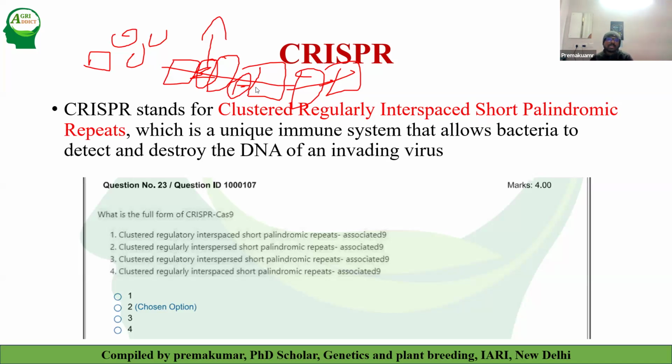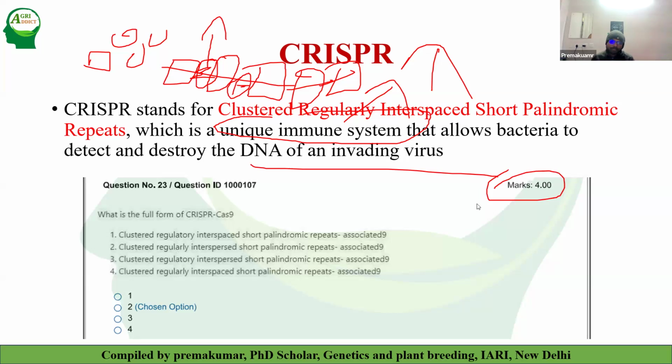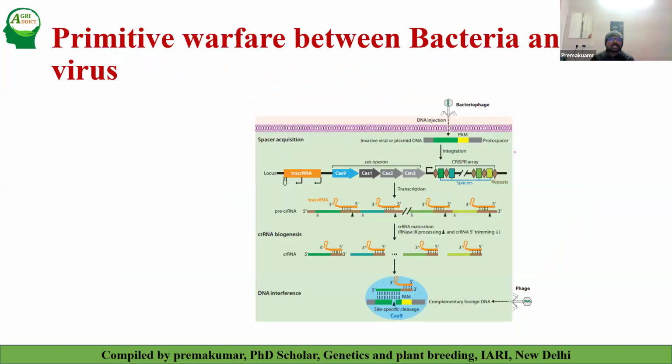This was identified earlier and it is one of the unique features, a part of the immune system of bacteria. By using these particular sequences, it invades the virus and kills the virus DNA. How it acts, we'll see. It is called a primitive warfare between the bacteria and the virus.